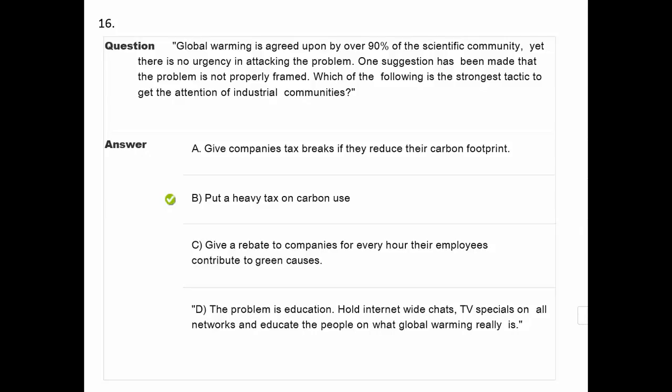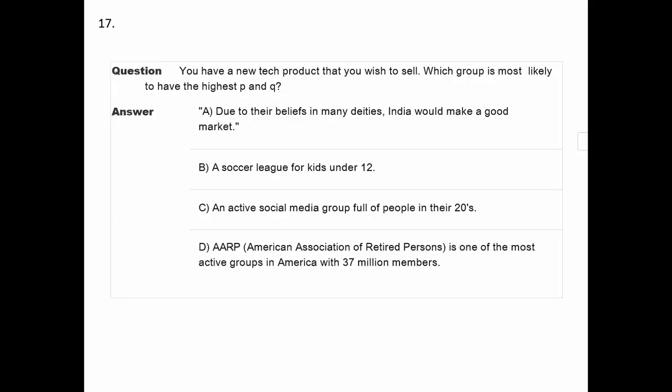The people who can recognize these issues are the ones who are going to go out and win. You have a new product that you wish to sell. Which group is most likely to have the highest P and Q? So again, I need to understand the concepts. The concept of a P is what's the probability somebody will try my product. And Q is, given that somebody's using it, what are the odds that somebody else will use it too? And so I need people who are going to follow what other people do. That gives me a high Q. And P is, who are the kind of people who are going to want to try things.